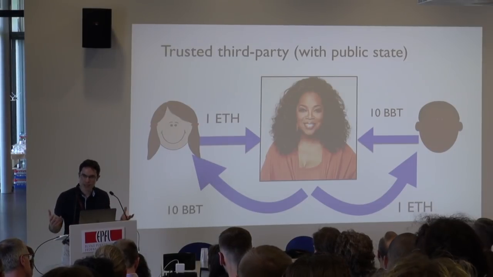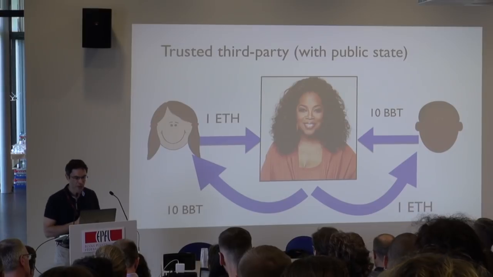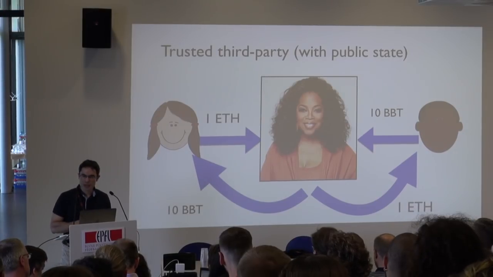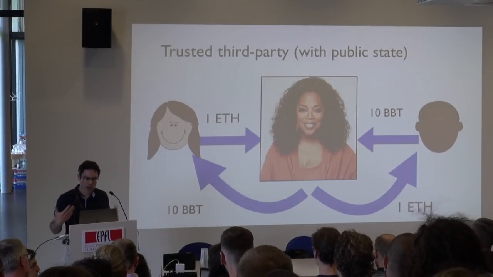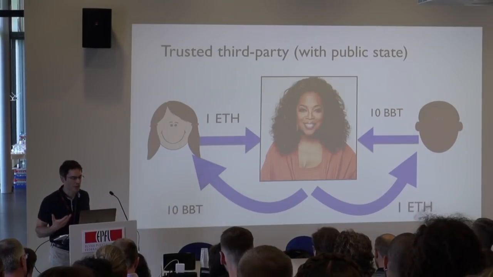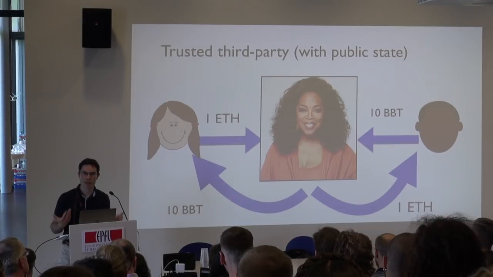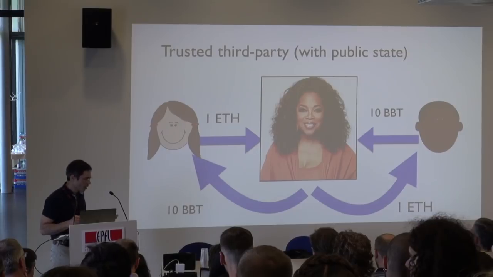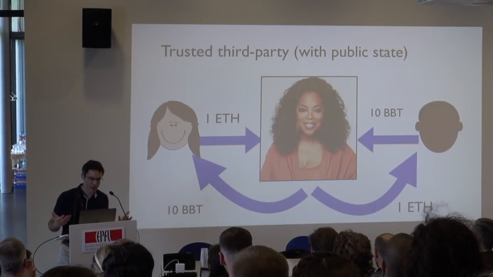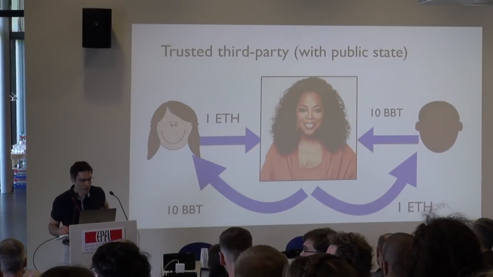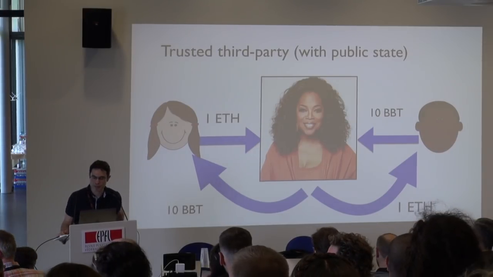In this context, Oprah's behaving, as I said, like a trusted third party, and indeed, in this example, since we can see everything she's doing, she's behaving like a particular type of trusted third party, or TTP, one with public state, as all her behavior is visible to the world. Well, the problem, of course, is that Oprah is generally booked. So it's unlikely Alice and Bob are going to be able to invoke her help for this procedure.